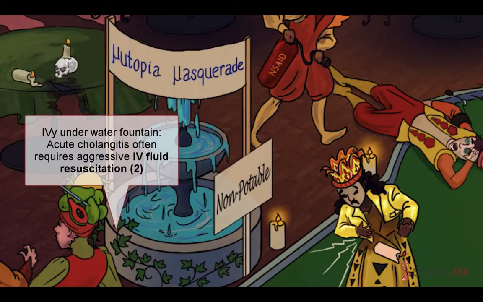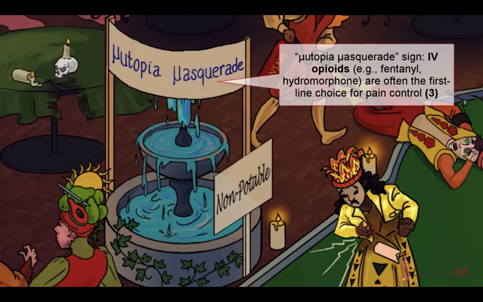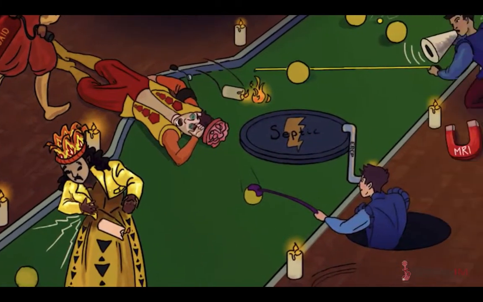Acute cholangitis and septic shock are frequently encountered together, which is why patients with acute cholangitis often require aggressive IV fluid resuscitation. We're talking in the ballpark of 30 milliliters per kilo here. Since acute cholangitis is often associated with septic shock, which often leads to acute kidney injury, IV opioids, rather than NSAIDs, are the first line choice for pain control in these patients.